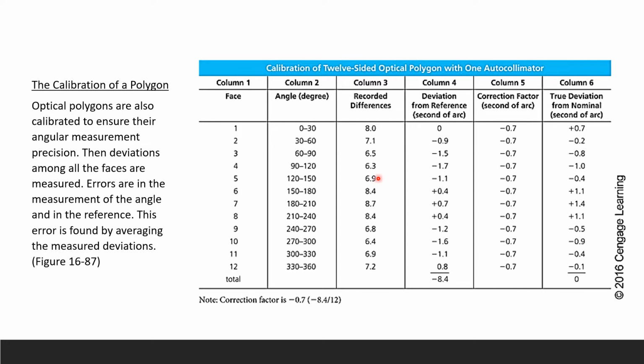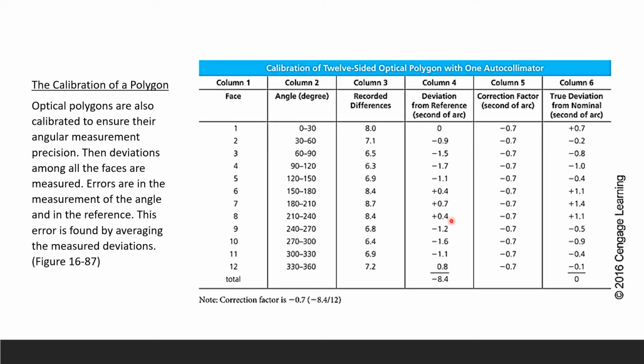Okay, so when you look into these columns right here, you have 1 all the way to 6. The readings between the pairs of the faces are the recorded differences, so that's in the column right here. Since it is the differences, that's the reading between the pair of faces. The deviation from the reference is going to be your column 4, which shows how far away your data is from your reference. That's in seconds of arc, which is just the unit to measure angle.